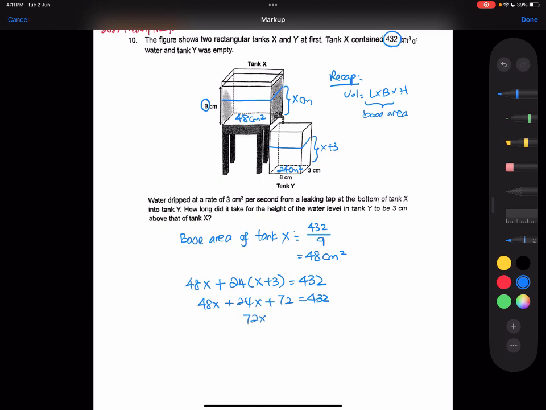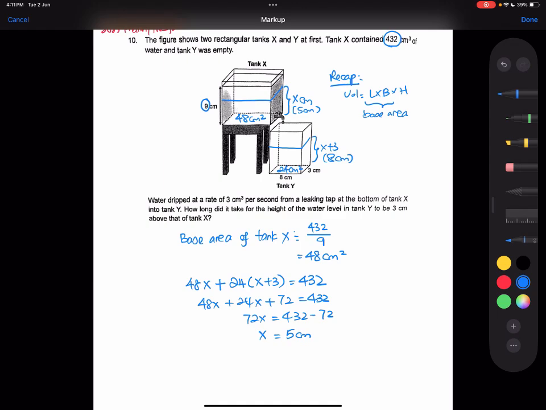So 72x equals to 432 minus 72. That's my x. 432 minus 72 equals to 360, divided by 72. So x equals to 5 centimeter. This is 5 centimeter, and this is 5 plus 3, so it's 8 centimeter.